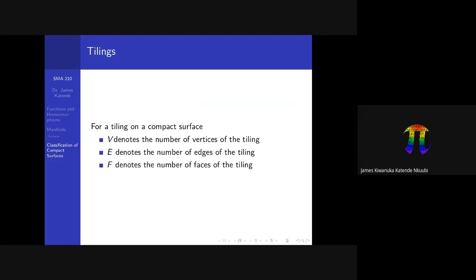So we shall make the following definitions. If we have a tiling on a compact surface, we shall use the letter V to denote the number of vertices. So if you see the letter V, V will be equal to the number of vertices. The letter E will denote the number of edges on the tiling, and F will denote the number of faces of the tiling.